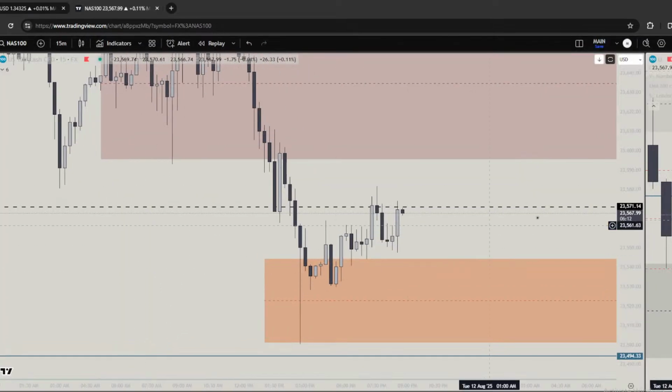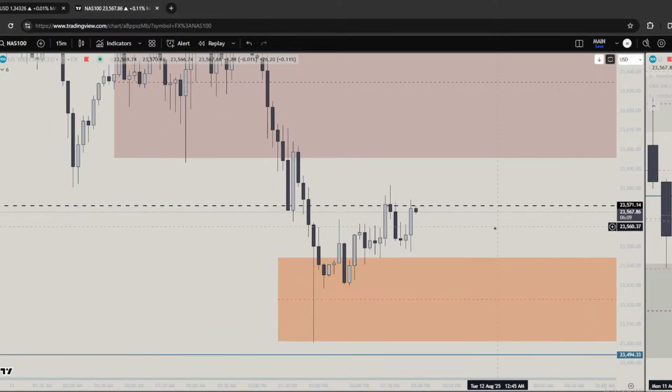Hey, I still see this going lower. I want to see this 4 hour candle on this Nas.